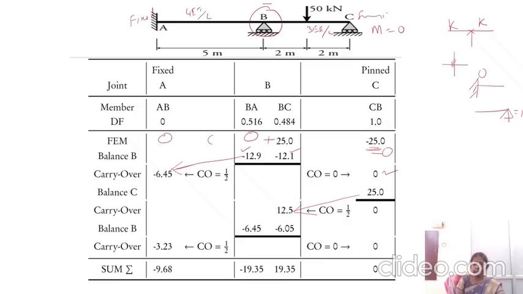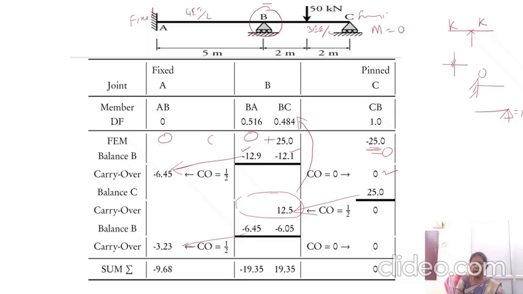Then at this joint B, now the 12.5 is the unbalanced moment. Again this 12.5 should be multiplied with the distribution factor, so minus 6.05 and multiplied with 0.516 is minus 6.45. Then this minus 6.45 should be carried over to the nearby joint A, and this should not be carried over here because of the simply support.